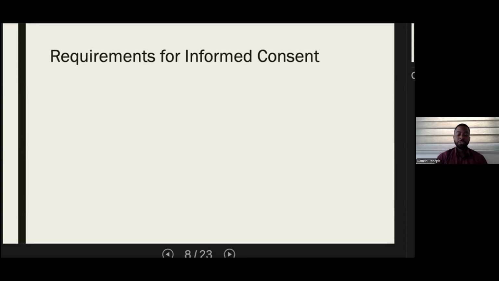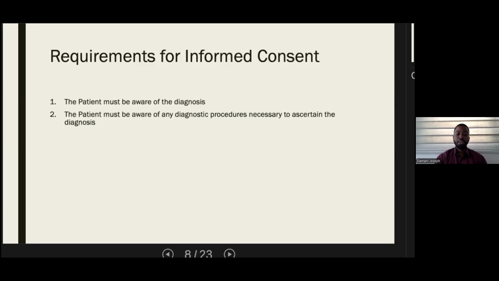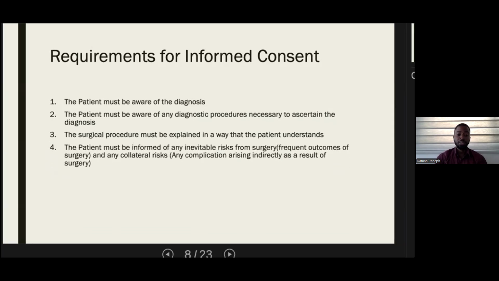So what are the requirements for informed consent? There are 6 requirements that I'm going to go over. The first one would be the patient must be aware of the diagnosis. They must be aware of any diagnostic procedures that are necessary to ascertain the diagnosis. The surgical procedure must be explained in a way that they understand. The patient must be informed of any inevitable risks from surgery. These are the frequent outcomes of surgery and any collateral risks. So these are any complications that arise indirectly as a result of the surgery.